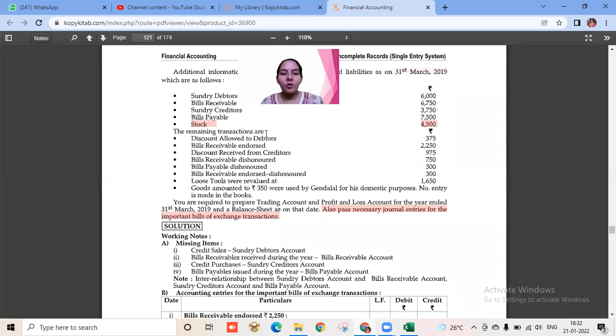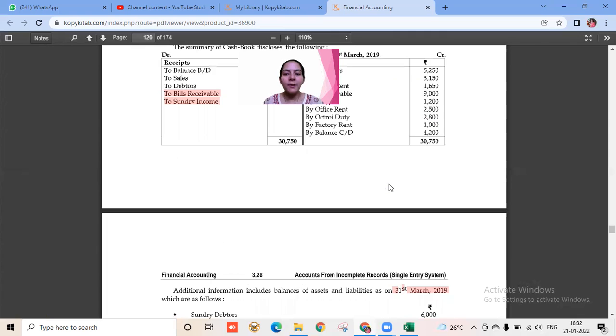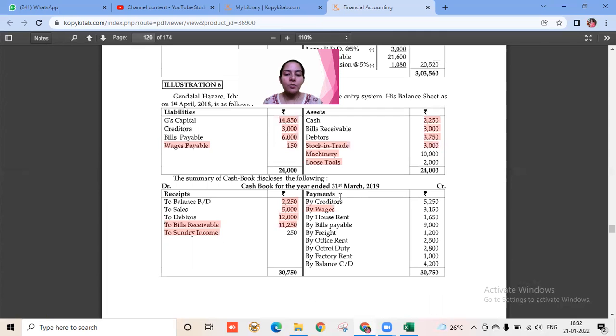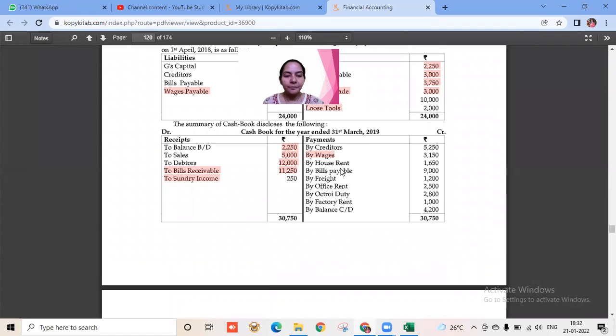Remaining items of transaction will be all related to the debtors and creditors, discount, bills receivable, discount received, bills receivable honored, dishonored, etc. Then the adjustment: loose tools were revalued at 1650. Okay, so did you purchase a loose tool newly? Do you see any new loose tools here? No. So you had an opening balance of the loose tools. So we have an adjustment. So you can tick mark that item. In making the new balance sheet, we have to do some adjustment.